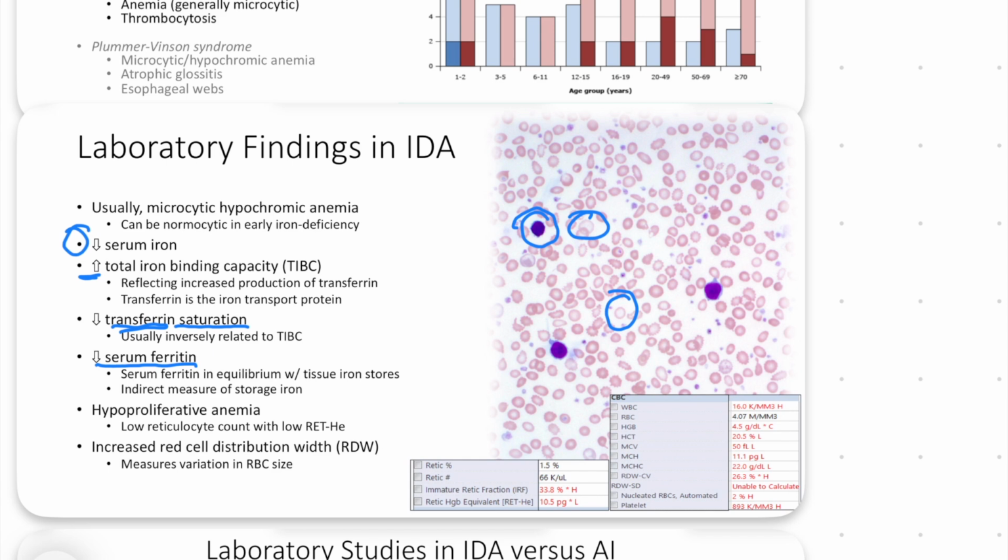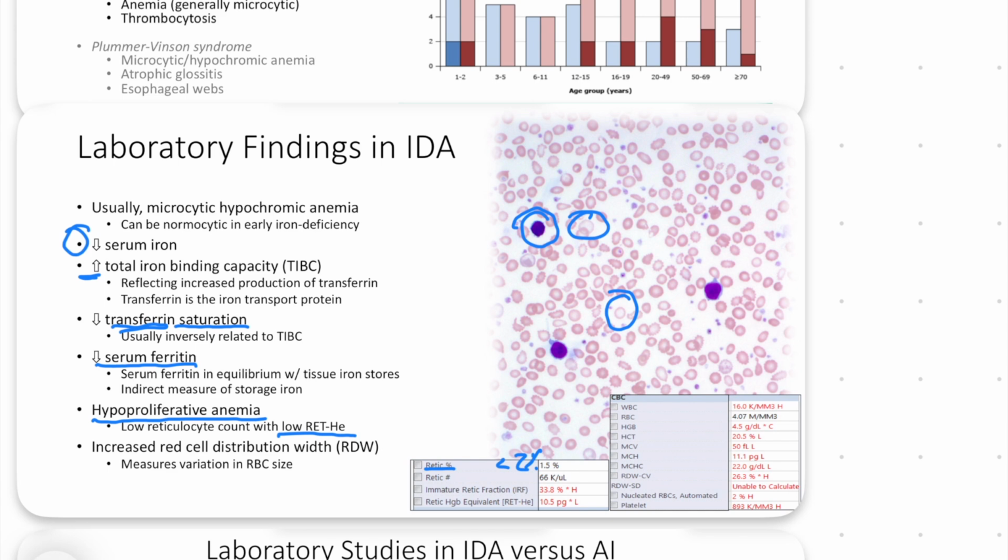So this is what we're looking for. We have low iron, we have low serum ferritin, iron storage. We have the body trying to compensate, so we have an increase of transferrin, but we still don't have enough iron, so we have a decrease in transferrin saturation. Our ability to bind iron, our total iron binding capacity, is high. We simply don't have enough. So, hypoproliferative anemia. We're going to look at the retic count and see it's less than 2%. It's 1.5. So we have hypoproliferative anemia.